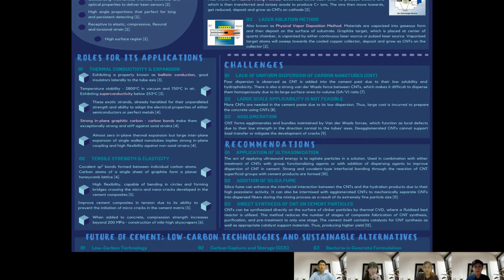Moreover, CNTs have high flexibility, and their microstructure shaped as tubes is capable of bending in circles and forming bridges crossing the micro and nano cracks developed in the cement composites, which in turn increases the tensile strength of the cement composites. It is expected that CNTs, when added to concrete, will increase the compression strength beyond 200 megapascal, thus allowing the construction of mile-high skyscrapers. In short, CNTs can reduce the occurrence of cracks, decrease porosity, and improve mechanical properties, thus extending the cement durability.